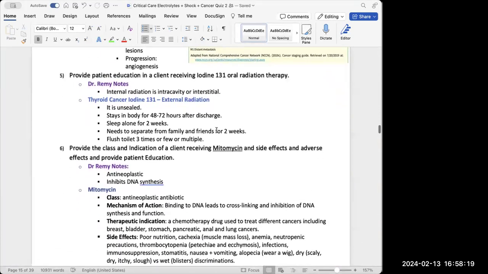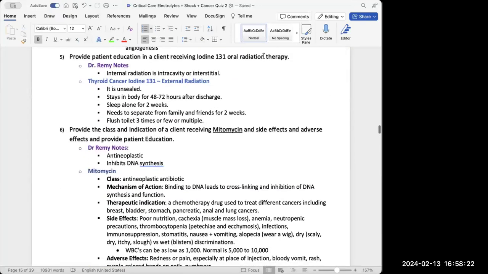Okay, now there's only two questions left. So she also gave us teaching for iodine-131, which is oral radiation therapy. And basically she said that thyroid cancer, if you give iodine-131, it's considered external radiation. It is unsealed, right? It stays in the body for 48 to 72 hours after discharge. You can't see anybody for 2 weeks. You sleep alone for 2 weeks, and you flush the toilet bowl 3 times a day.